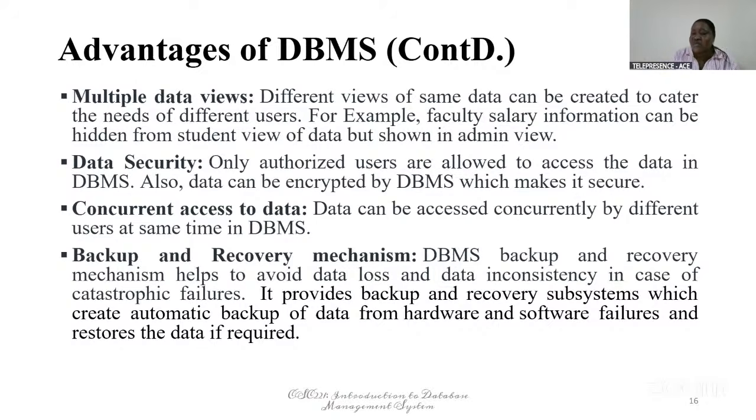We have multiple data views, data security, and concurrent access to data. So you have a lot of access to your data. That's what we mean by concurrency. And backup and recovery. For a file system, when your file is lost, you will have to be moving around to check, okay, where can I get a photocopy of my biodata form? Where can I get a copy of my JAMB registration form and all that? But for a database, you always have a backup. So whenever you cannot lay your hands on your data, you quickly go and get a backup.